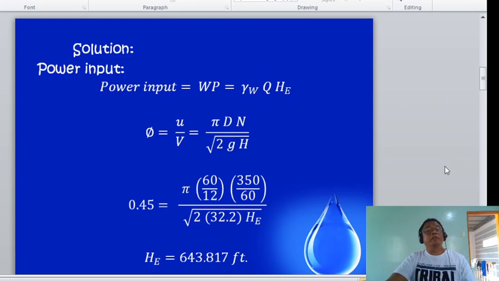So let us now consider the solution. Power input is equal to the unit weight multiplied by Q and effective head. Knowing that the peripheral coefficient is equal to the velocity of the runner divided by the velocity of the jet, or that is pi DN over square root of 2gh. Substituting values now, we can easily determine the effective head of this power plant. So the effective head now is 643.817 feet.